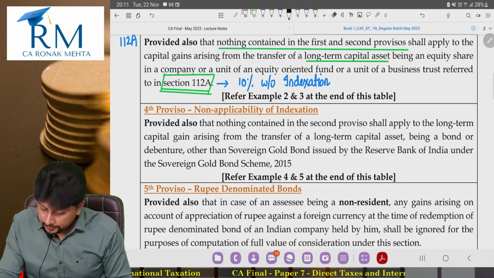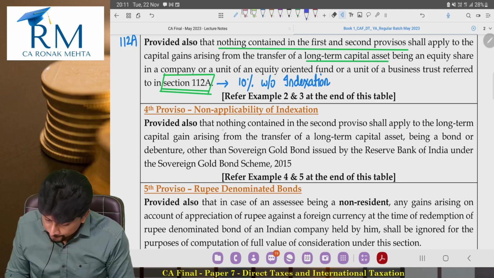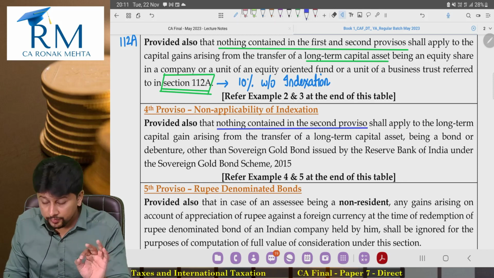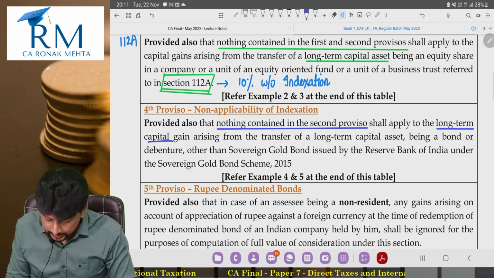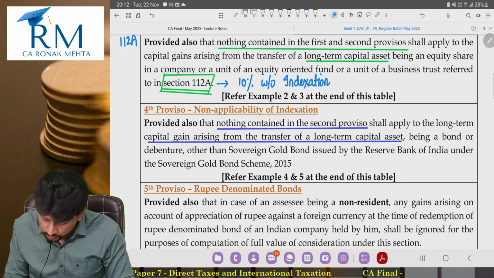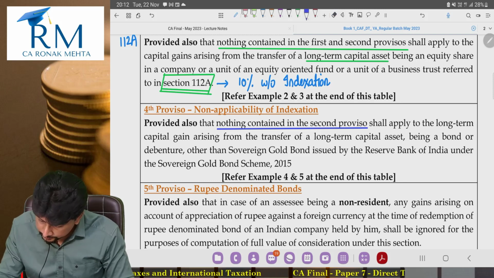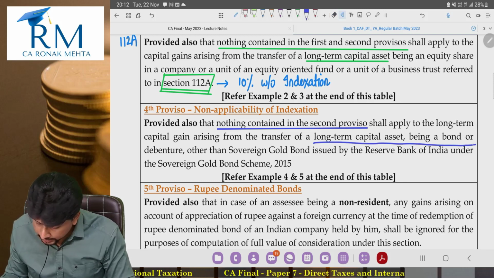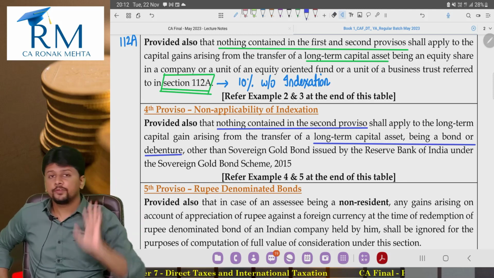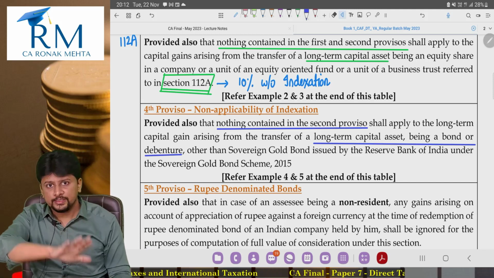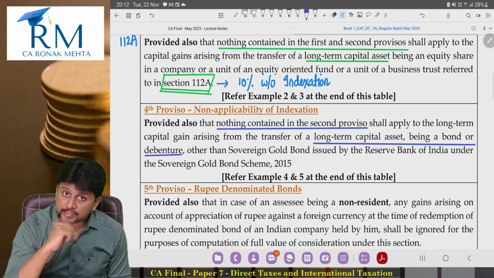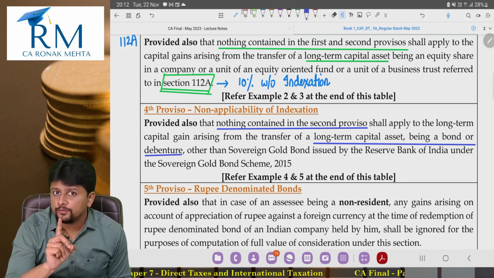Provided also that nothing contained in the second proviso, indexation wala proviso, will apply if you are talking about a long-term capital gain arising from the transfer of a long-term capital asset. Fair enough. So what's my long-term capital asset? Being a bond or a debenture. Bonds and debentures earn a fixed rate of interest. Company has profits, company has losses, company is bound to give you interest. As compared to that, shares, you don't get a fixed dividend.